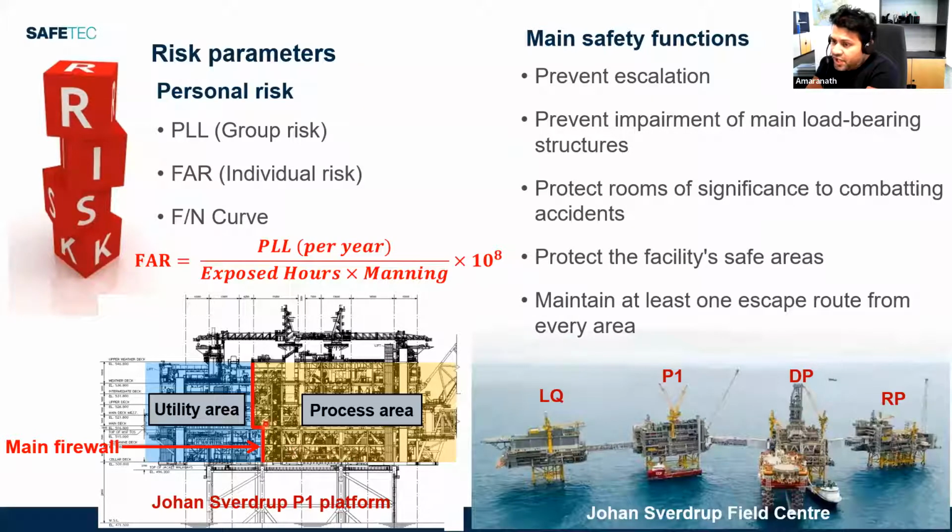So that means if we have a fire in the main process area, we need to have one escape route in the neighboring area available until the evacuation is completed. So these are the 5 main safety functions that we use in offshore oil and gas risk calculations to ensure the safe or the robust design of the platform.